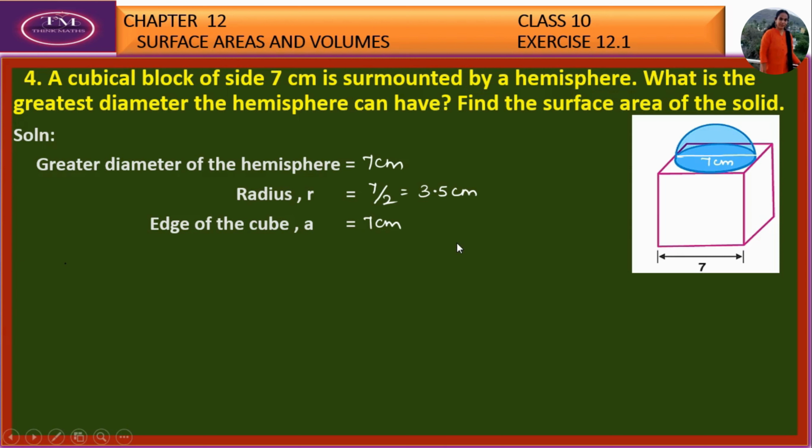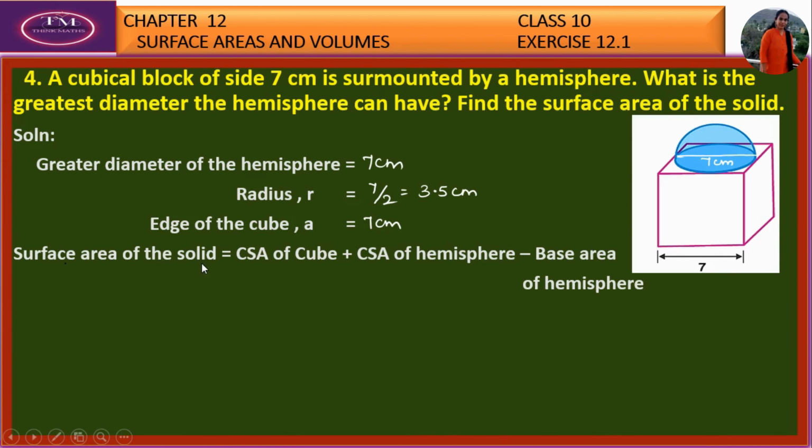So the formula will be: surface area of the solid equals surface area of the cube plus curved surface area of the hemisphere minus base area. So this base area should be subtracted because it is hidden by the hemisphere. This base area will be included in the cube but it is hidden, so we have to subtract it.